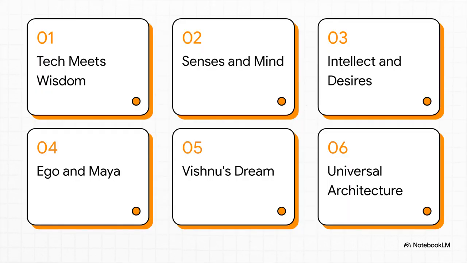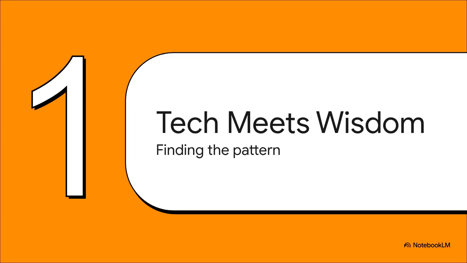Here is our roadmap for today. Tech meets ancient wisdom, gathering data, senses and mind, processing, intellect and desires, the illusion, ego and Maya, the source, Vishnu's dream, and finally, the universal architecture. All right, part 1, tech meets ancient wisdom.